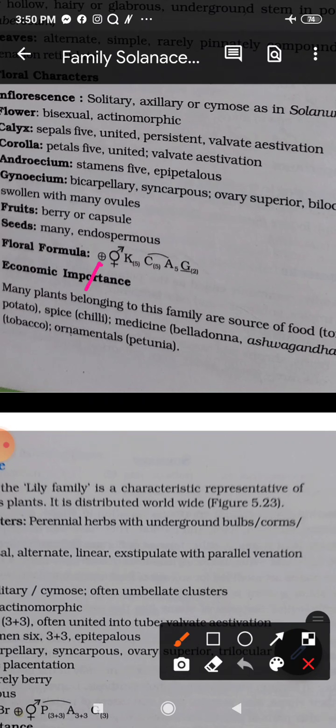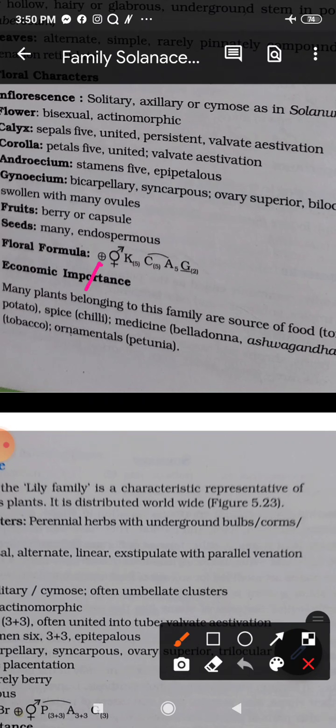Next we come to family Liliaceae, and they are commonly called the lily family, right? That means all the lilies belong to this family, right? Lily, what is lily? Lily is a flower, right? So all the lilies belong to this family.